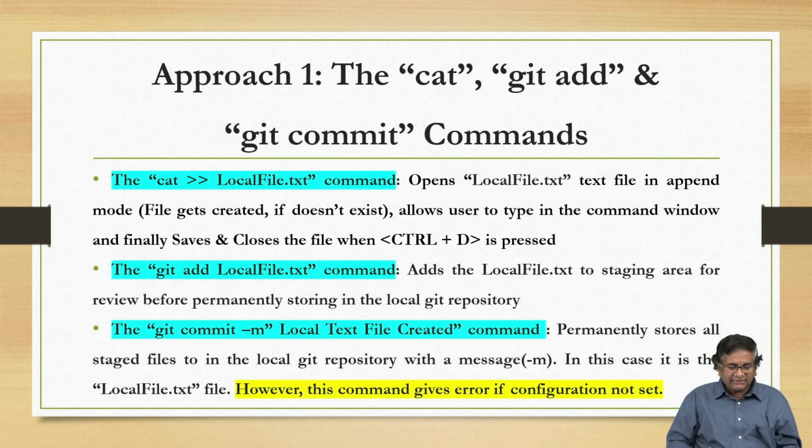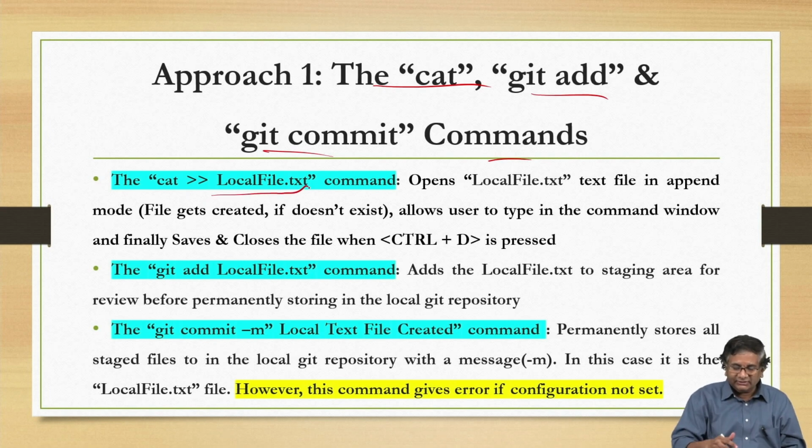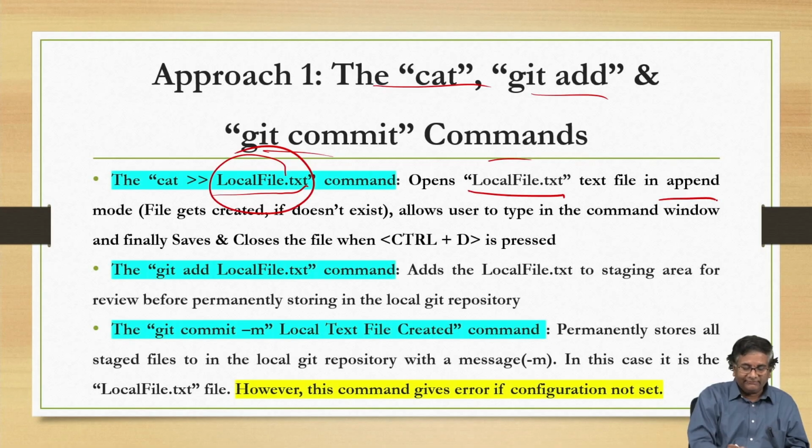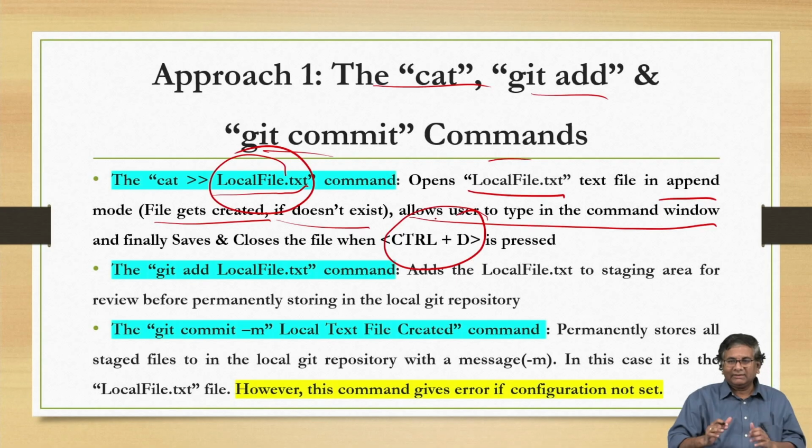Now, in order to test pushing stuff from local to the remote, let's do some experimentation. So let's see what are cat, git add, commit commands. So the cat greater than local file.txt command opens a file called local file.txt in append mode. The file gets created if it doesn't exist, and if it is already there, it opens in append mode. It allows the user to type in the command window itself, and once the user presses Ctrl D, the file is closed and the input stream is also closed.